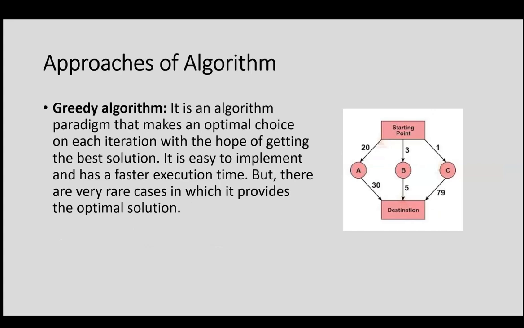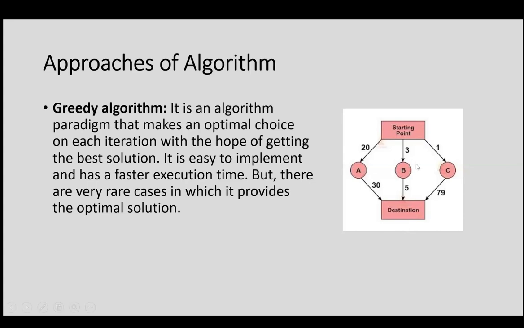It is an algorithm paradigm that makes an optimal choice on each iteration with the hope of getting the best solution. It always makes a very good choice on each iteration. It is easy to implement and has a faster execution time, but there are very rare cases in which it provides the optimal solution. It's not like it will always give you the optimal solution, but it does its best to find the optimal choice, with the hope of getting the best solution.